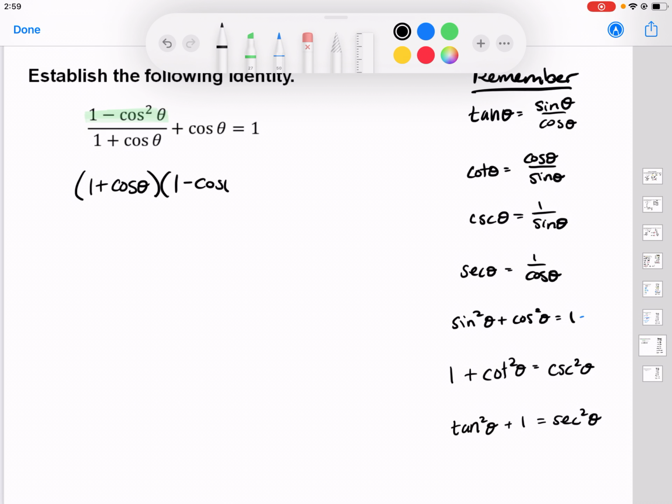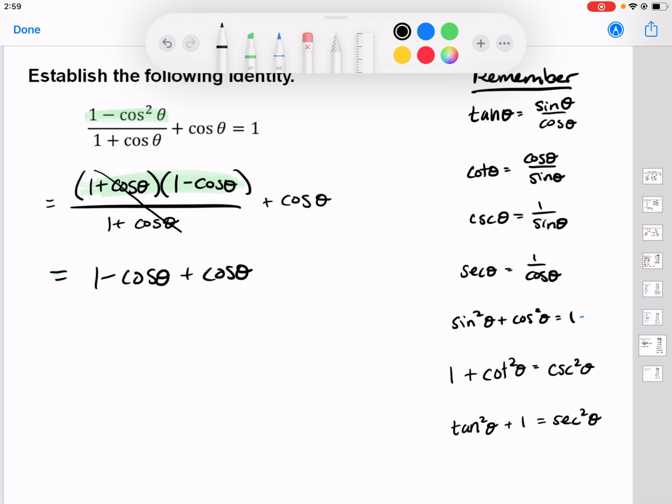1 minus cosine of theta. All of that over 1 plus cosine of theta. And then we've still got the plus cosine of theta. So I just factored that down. And then this is such an easy problem after that. If you recognize that you can factor, those cancel. And you got 1 minus cosine of theta plus cosine of theta. And the cosines cancel, and you get that's equal to 1.